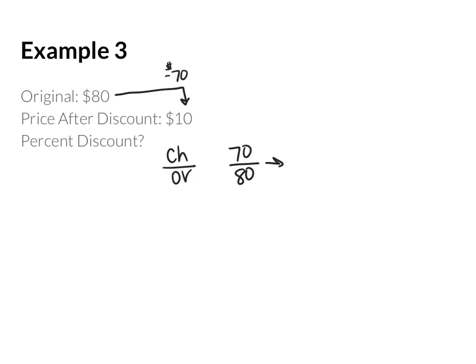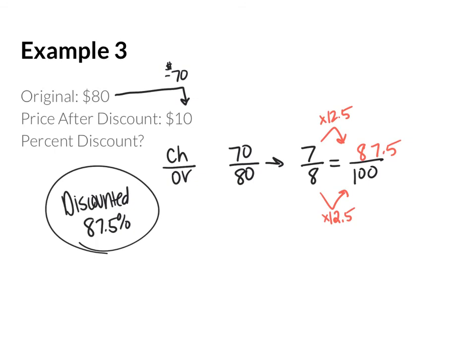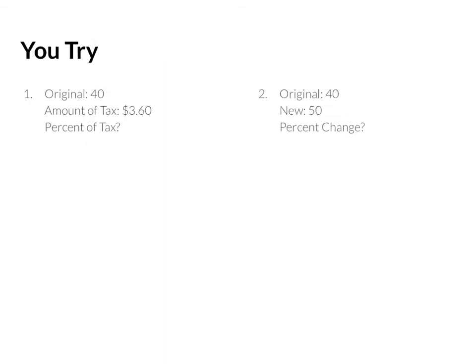Now remember, when you get a fraction that can be reduced, it's helpful to go ahead and do that. So when you're trying to convert it to something out of 100, it makes the division easier. 8 goes into 100 12.5 times. When I multiply 7 by 12.5, I get 87.5. So what is the percent discount? It's discounted 87.5%.